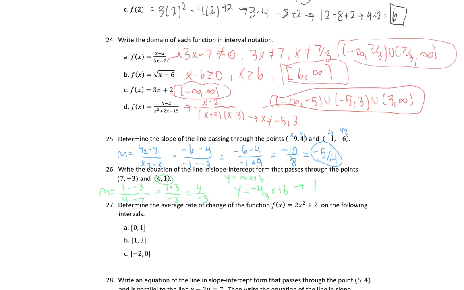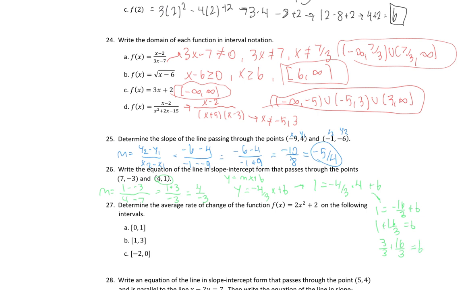So our y value there is then 1 = -4/3 times 4 + b. -4/3 times 4 is the same thing as -16/3. If I add the 16/3 to the other side, I get 1 + 16/3. In order to add fractions, you need a common denominator. So 1 is the same thing as 3/3. 3 divided by 3 is 1.